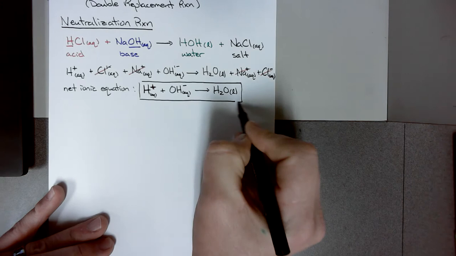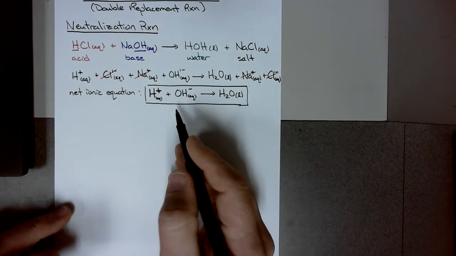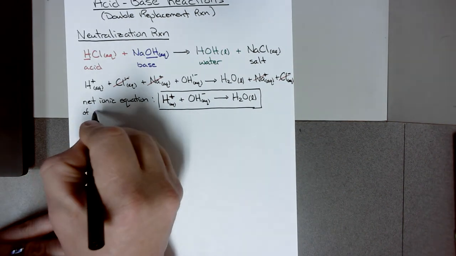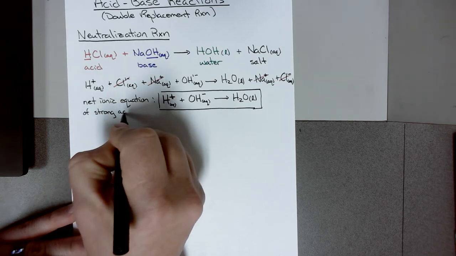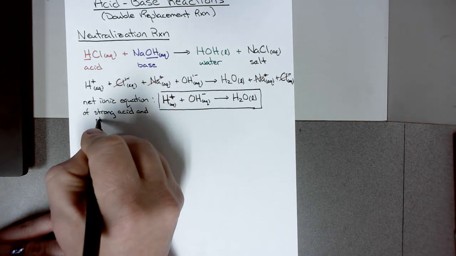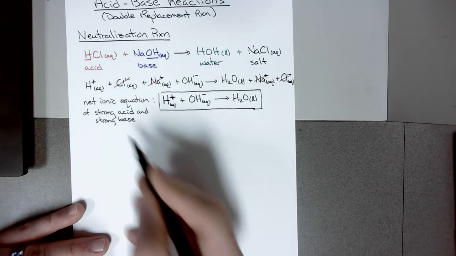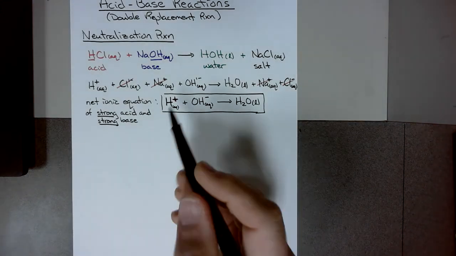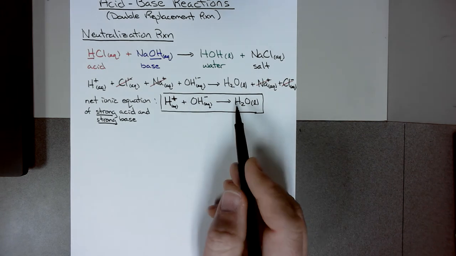And this net ionic is always the same. All strong acid-base reactions make this net ionic. So this is the net ionic of a strong acid and strong base reaction. So we're looking at a strong acid and a strong base. Always makes the same net ionic. H plus OH minus makes water.